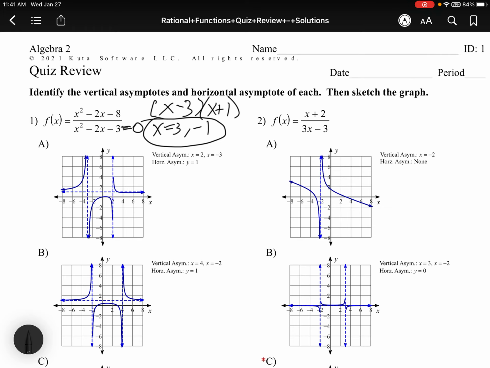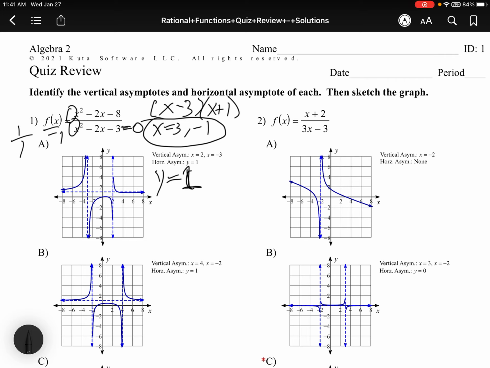So when we have that, we're going to set the leading coefficient in the numerator over the leading coefficient in the denominator. So we have 1 over 1, right? There's an invisible 1 in front of our x squareds. So our leading coefficients are both 1, so we set it up as a ratio, and we have 1 over 1, which is the same as 1. So then our horizontal asymptote is at y equals 1. All right, so now we have both of those.